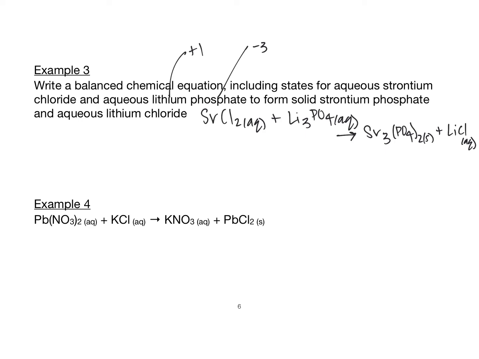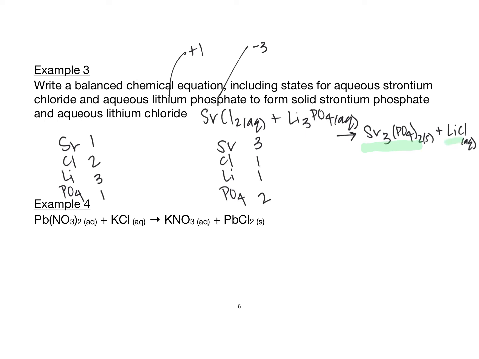So we're going to have on the left strontium, chlorine, lithium, and phosphate. And we'll see the same elements on the right. So we have 1 strontium, 2 chlorines, 3 lithium, 1 phosphate. We have 3 strontium here, we have 2 phosphates here, and 1 of each of these. So the question becomes, which of these do we try to balance first? In my opinion, since we see this complex ion here with these 3 strontium and 2 phosphates, I'm going to start to balance that first.